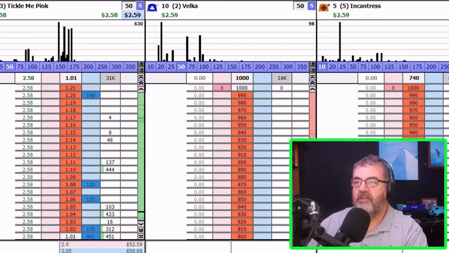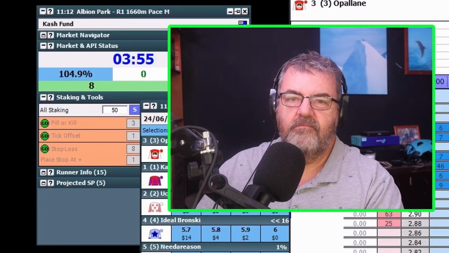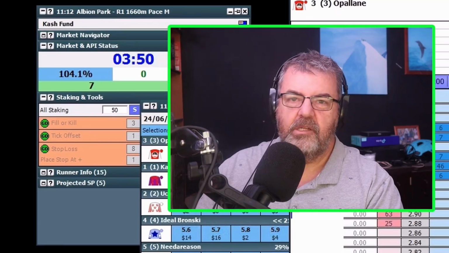And then obviously just rinse and repeat, go to the next race, Albion Park, and that's basically scalping the Betfair market using the Geeks Toy software.